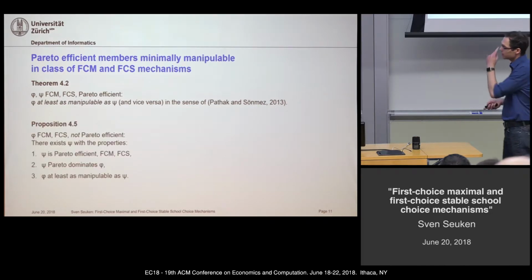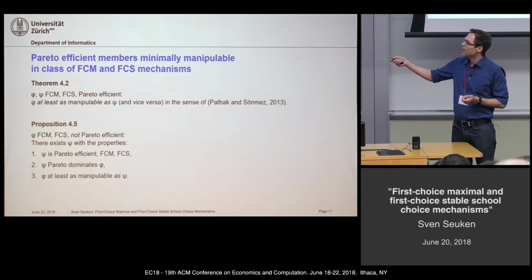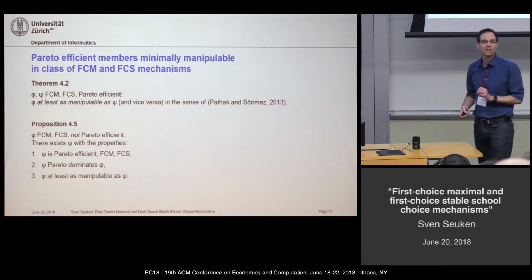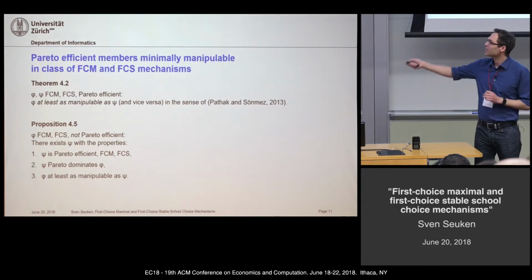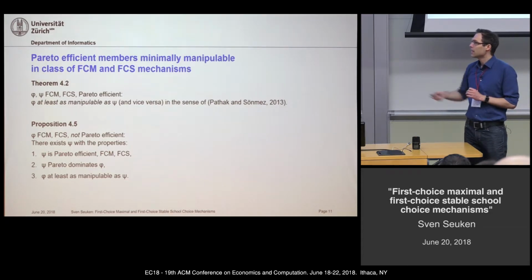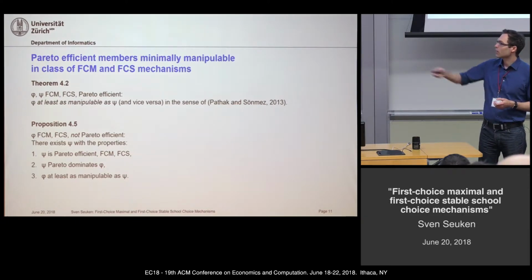We have a second proposition which says that if you have a mechanism phi that is first choice maximal and first choice stable but not Pareto efficient, then you can create another mechanism psi that is Pareto efficient and also first choice maximal and first choice stable, that Pareto dominates phi, and where phi is at least as manipulable as psi.